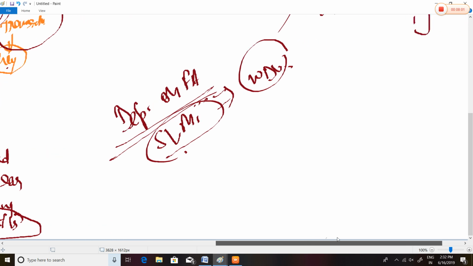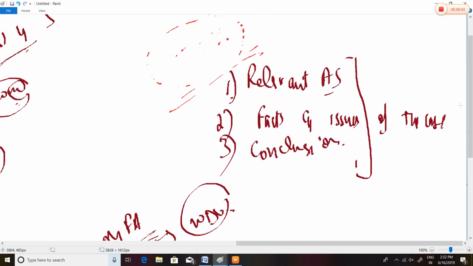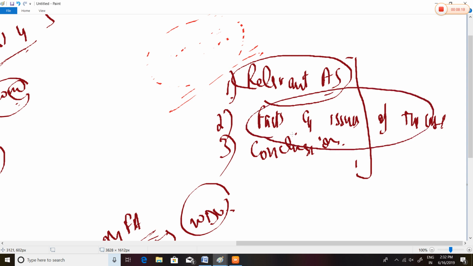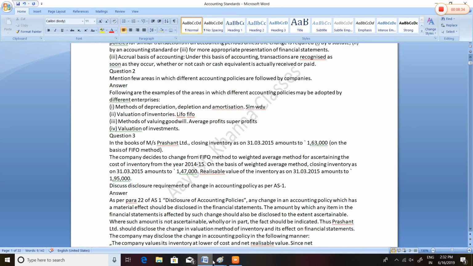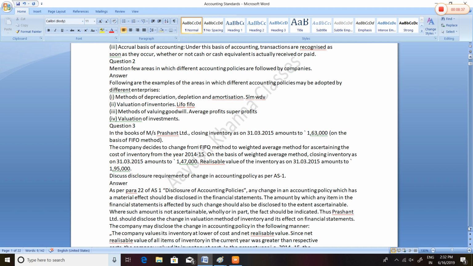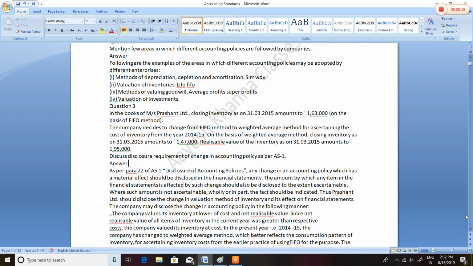Now, firstly, how will you write a question related to accounting standard? Firstly, you have to write the provisions of the relevant accounting standard, then the facts and issues of the case given to you, and the conclusion at the end, based on the above facts and issues and the provisions of the accounting standard. I hope you'll be able to get the answer.